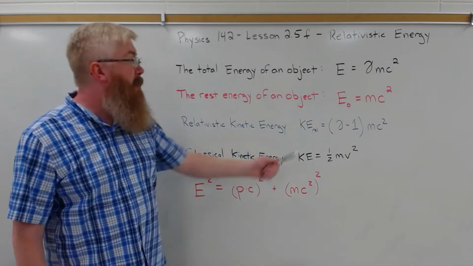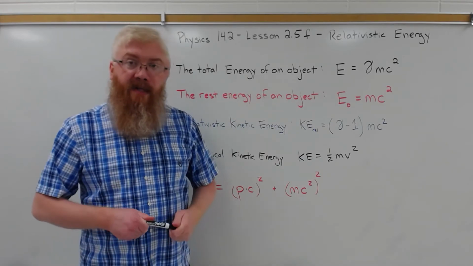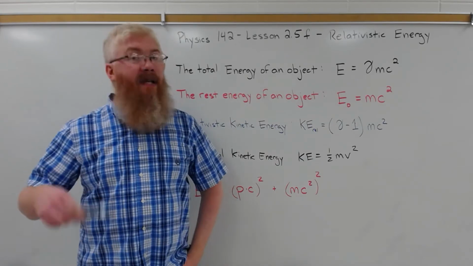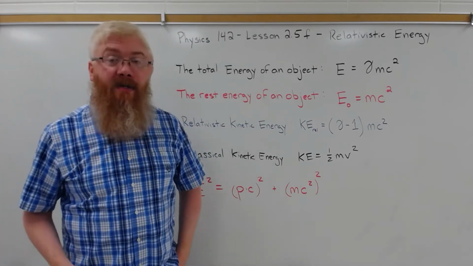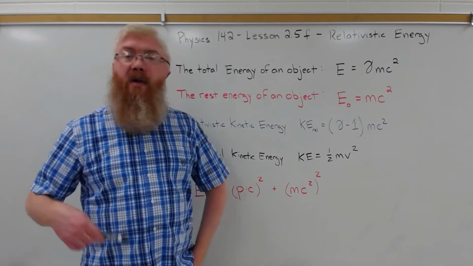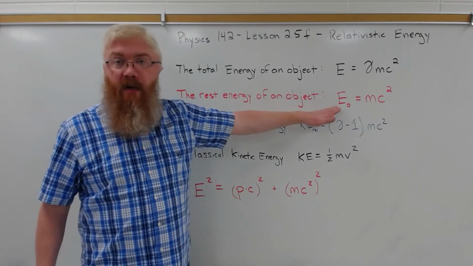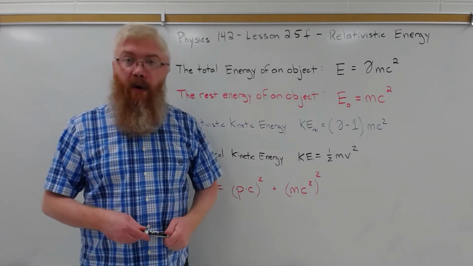Now, this is probably the most famous equation to come out of the special theory of relativity. Although, as we've seen in the previous videos, many different equations have come out: time dilation, length contraction, the relativistic momentum, and so on. But this is Einstein's most famous equation, E equals mc squared.